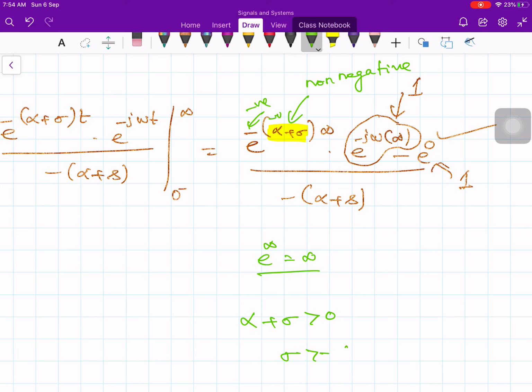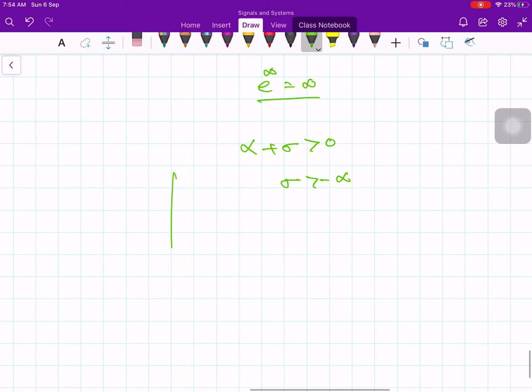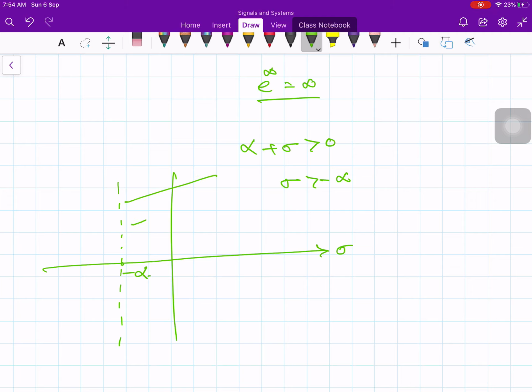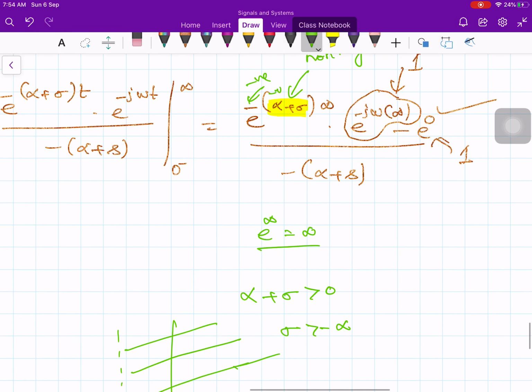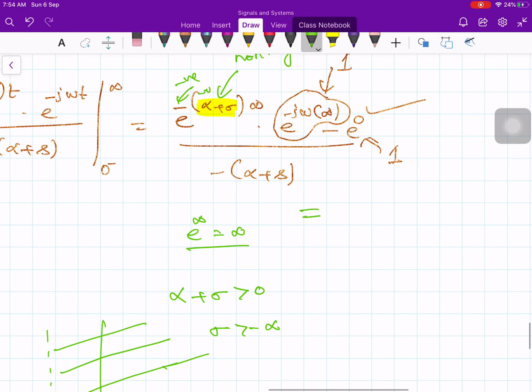So in the plot, if you put it like this, this is my sigma, and let's say this is my alpha, minus alpha. So from this point, my region of convergence will be like this. Therefore, this expression simplifies to 0 minus e power 0, which is 1, divided by minus of alpha plus s. Minus minus will get cancelled, so alpha plus s, that's it.